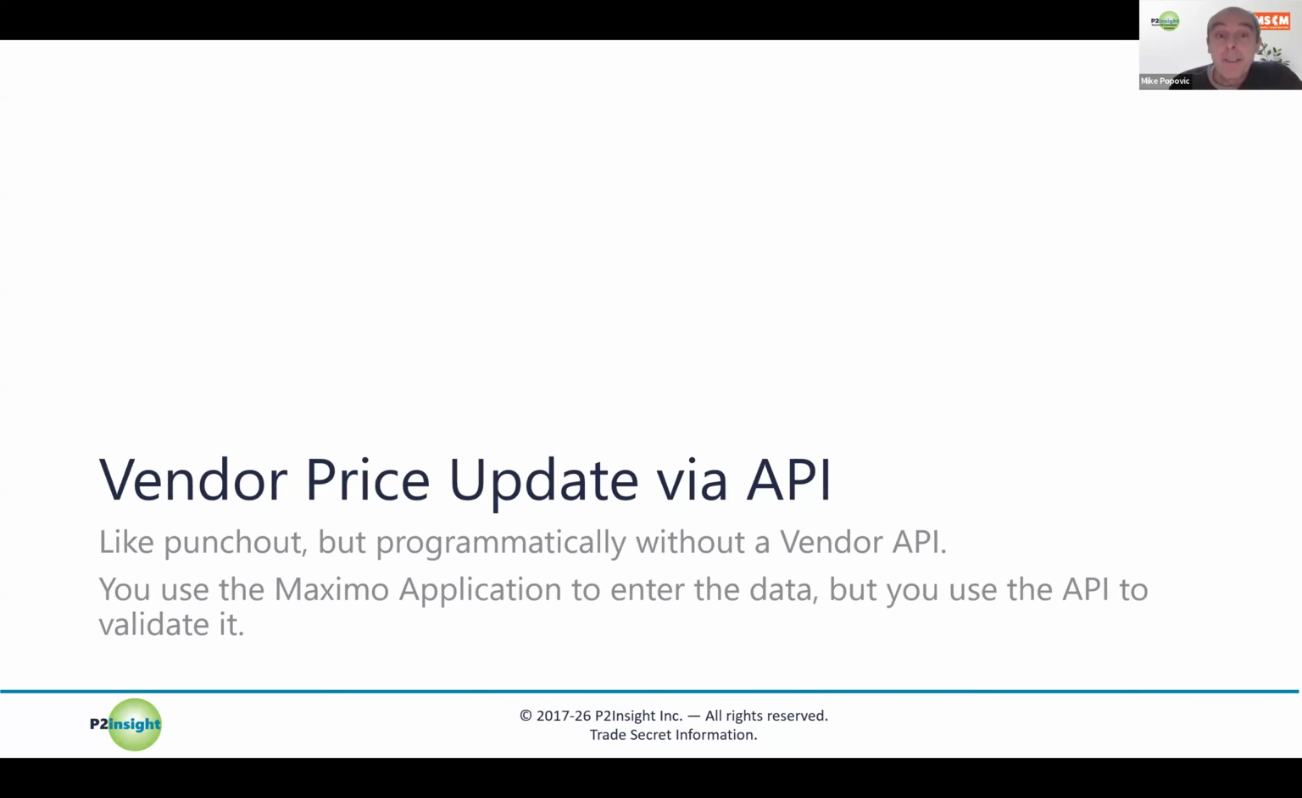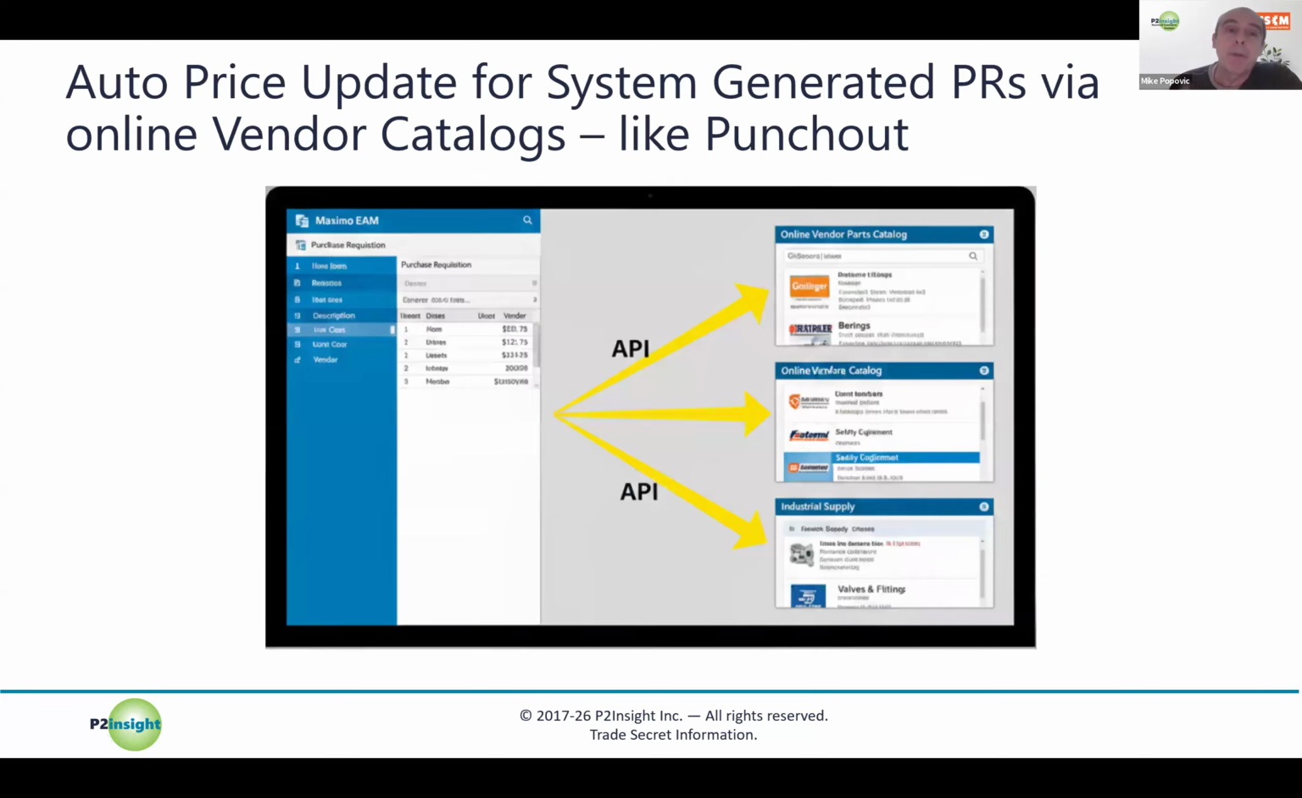Okay, next thing we have is something similar. Punchout is where the user interactively goes in and shops the catalog. The vendors also provide an API so you can do that programmatically. So we have this feature called vendor price update via an API. As you're entering information in Maximo, we will use an API to check against the vendor's catalog, validate and update this information, and give you accurate, current information right in Maximo from the vendor's catalog.